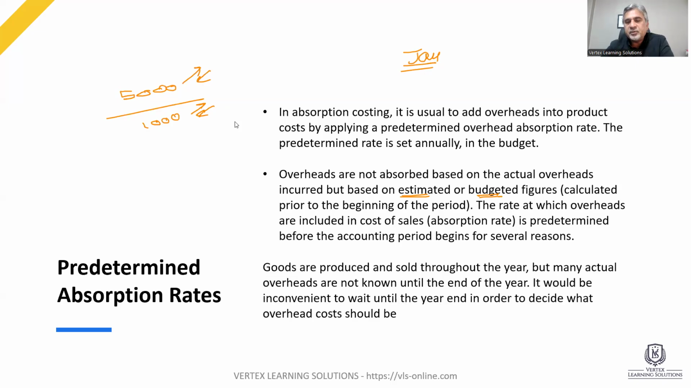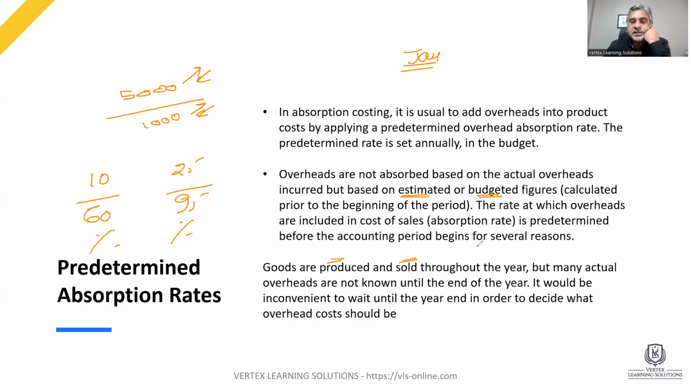And then it says that goods are produced and sold throughout the year. So every time you make a chair, you add $10 overhead. Every time you make a table, you add $25 overhead. A chair costs you, I don't know, maybe $60. A table costs you, maybe $95. And then you add your profit margin and you sell it.